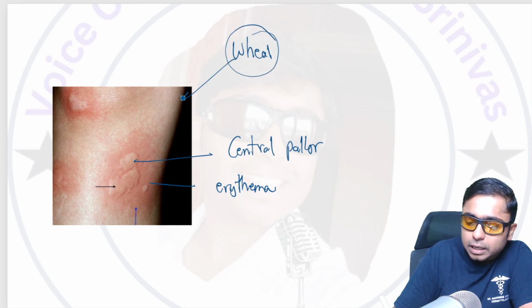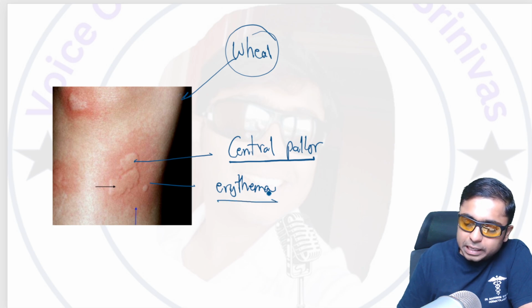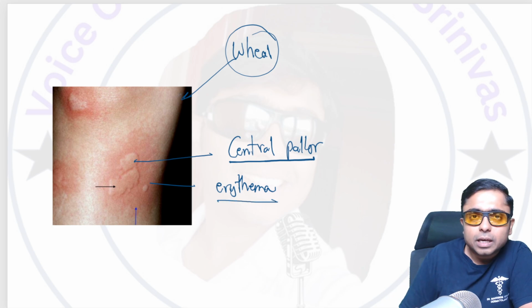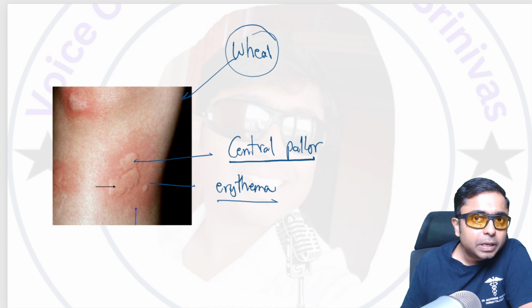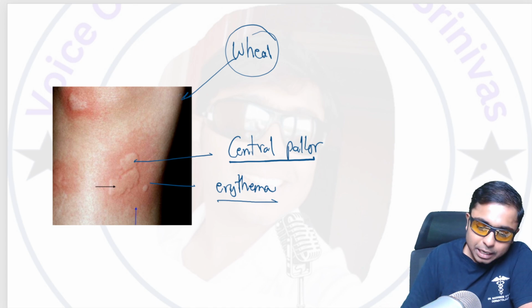If you look at the urticarial wheel, what can you identify? So this is the urticarial wheel. It is going to have a central pallor and the periphery is going to show the erythema. So here it is not basically a ring-shaped lesion, the shape also can vary, so that is the reason why this is not categorized under the annular lesion.